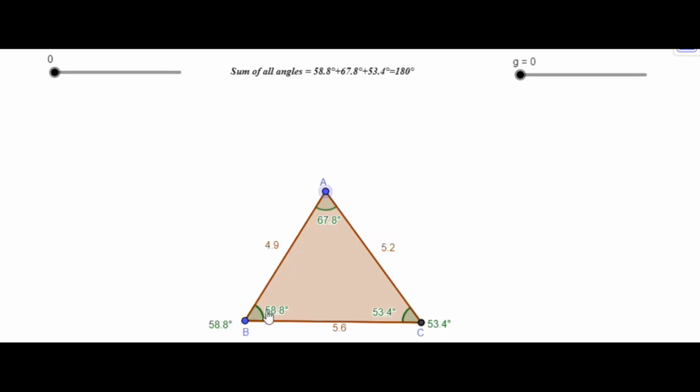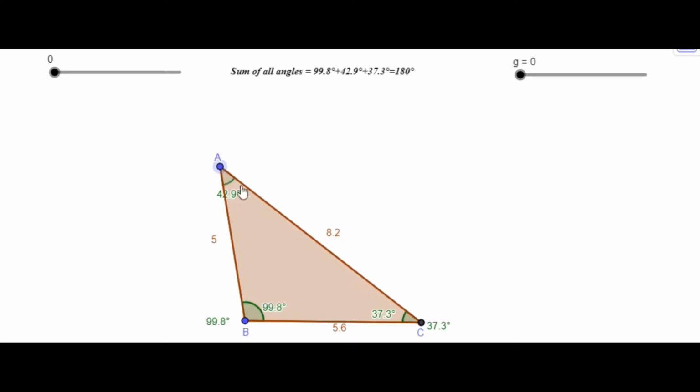Well, the converse of that theorem is also true, that if you have a side which is the smallest side in a triangle, the angle opposite to that is going to be the smallest angle, and a side which is the largest side in a triangle, the angle opposite to that is going to be the largest angle.